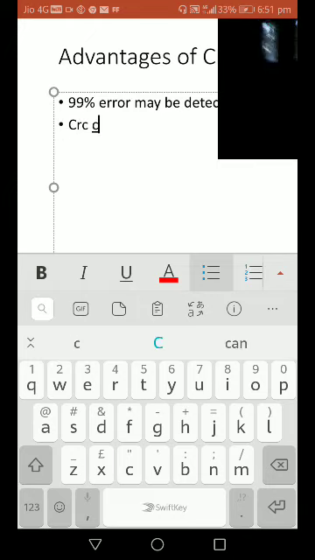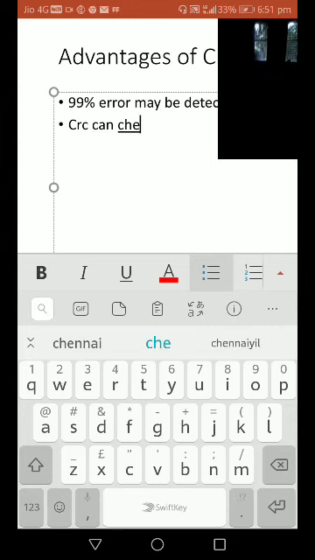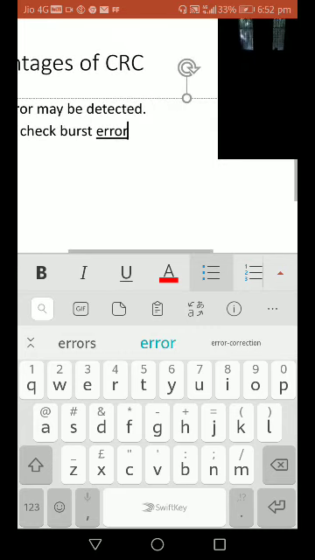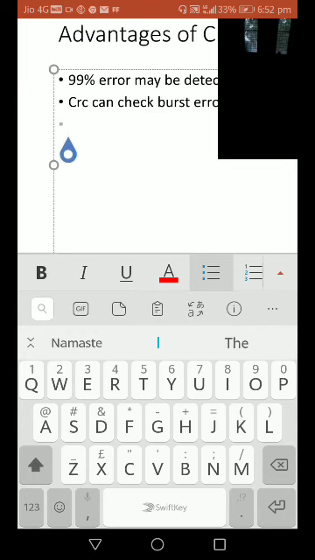Then CRC can check the burst error. We can check the burst error in the data. We can also check the burst error in this.